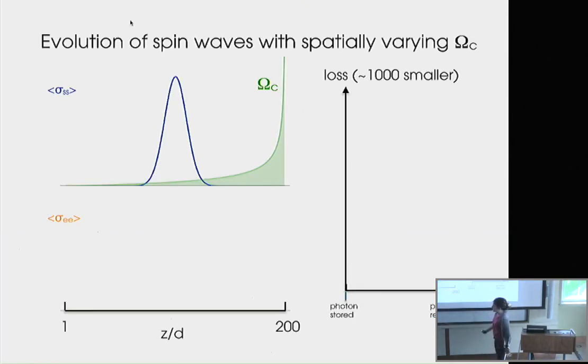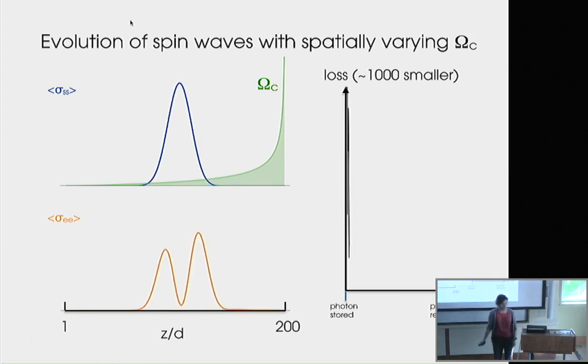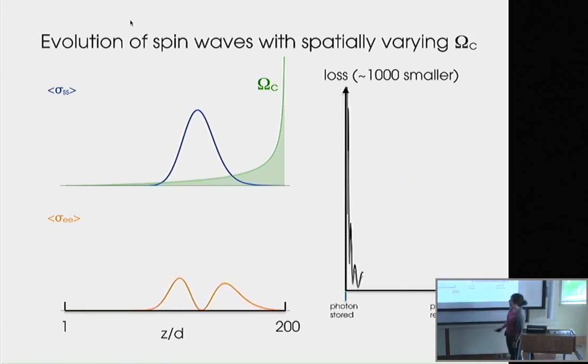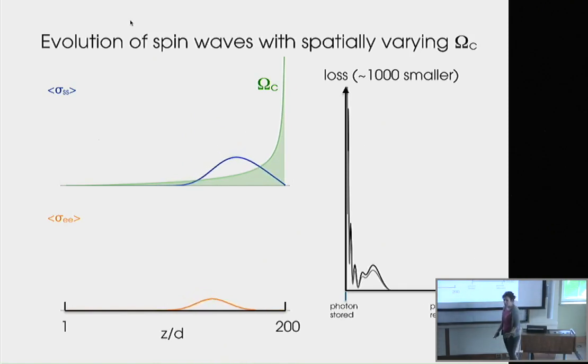So we did the calculation again, now with this kind of crazy control field, but this is not a proposal for an experiment right now, so we can do whatever we want, I guess. And so let's make the dynamical evolution again. And you see that this wave is really smooth, and it's going to be smooth for all the dynamics. And the loss is about 1,000 times smaller. So the idea works.